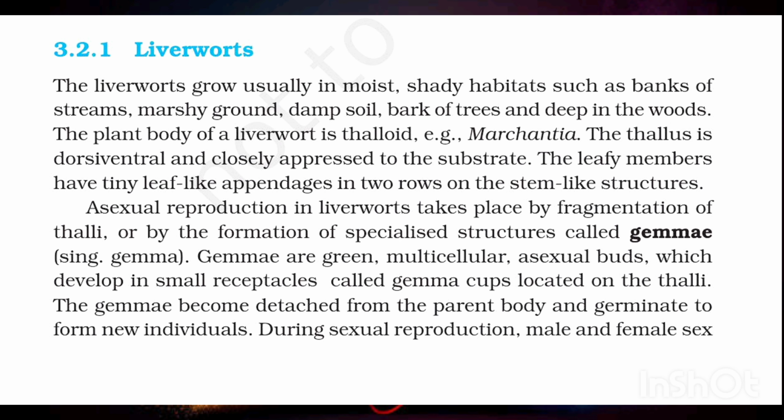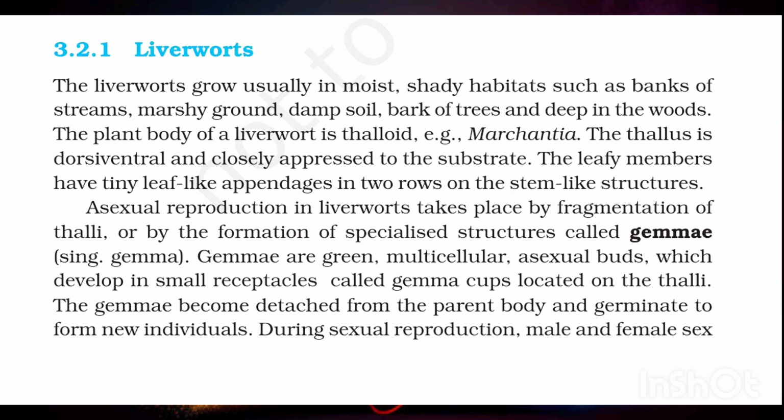Asexual reproduction in liverworts takes place by fragmentation of thalli or by the formation of specialized structures called gemma, singular gemma. Gemmae are green, multicellular, asexual buds which develop in small receptacles called gemma cups located on the thalli. The gemmae become detached from the parent body and germinate to form new individuals.